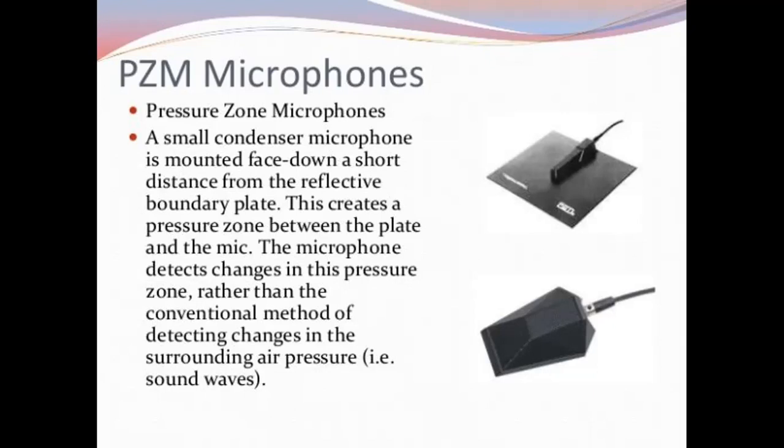They are also offered mounted on walls to record a full room sound. They may also be used to record music in a room along with the room acoustics. By its operation, the boundary microphone is able to prevent the phase interference between the direct and reflected sound, and this results in a more natural sound. Rather than the conventional method of detecting changes in the surrounding air pressure, that is a sound wave.